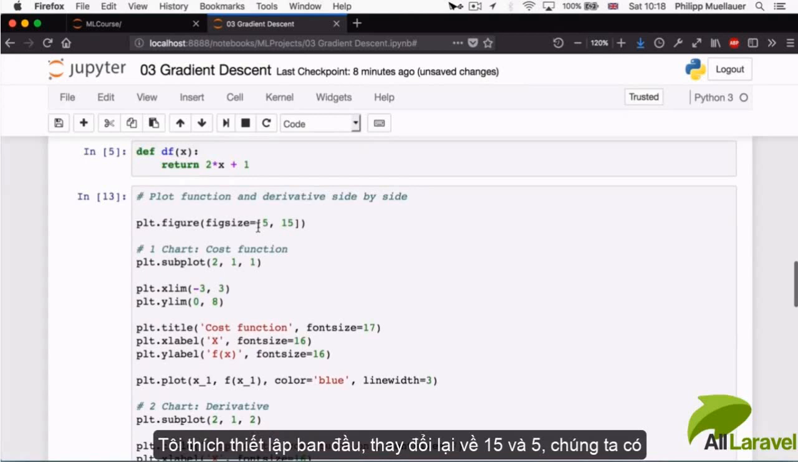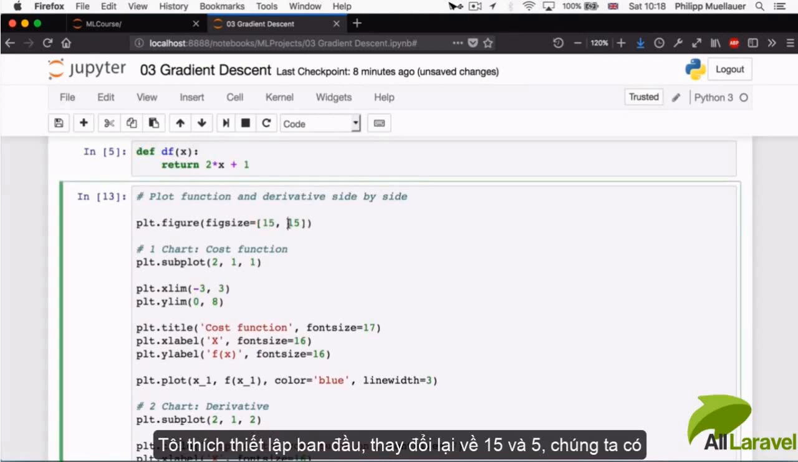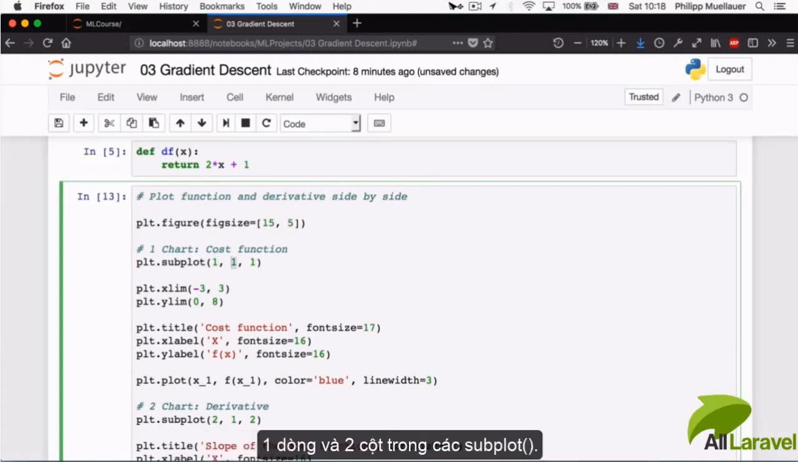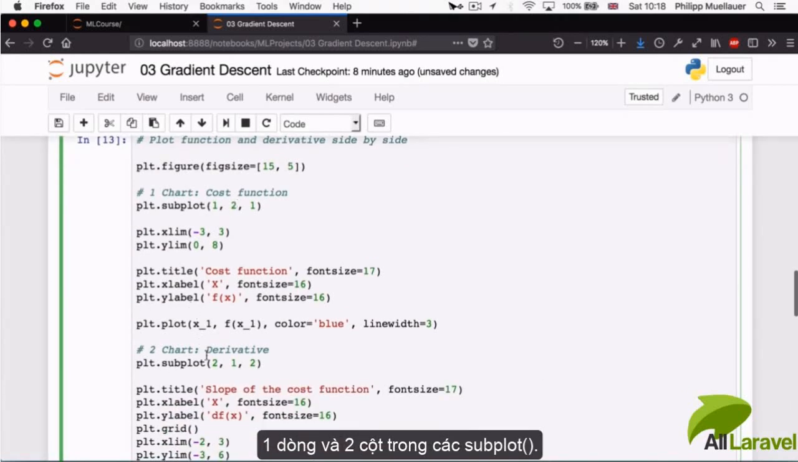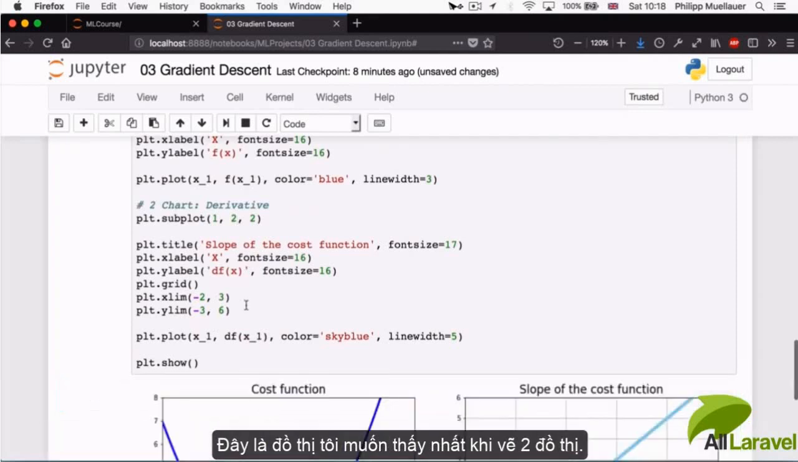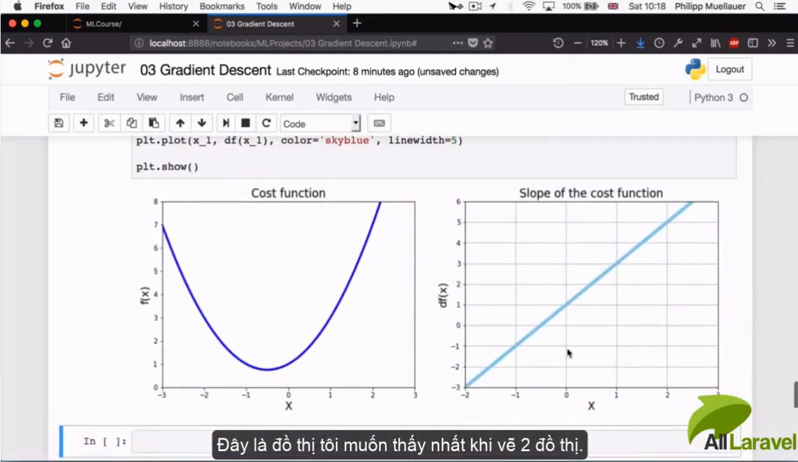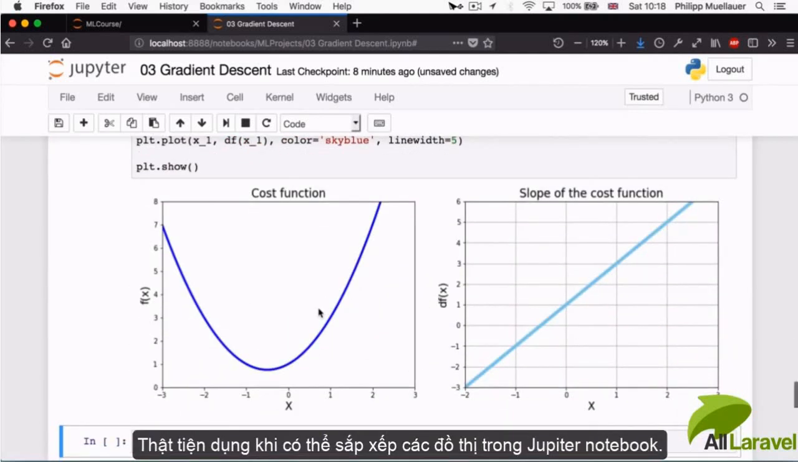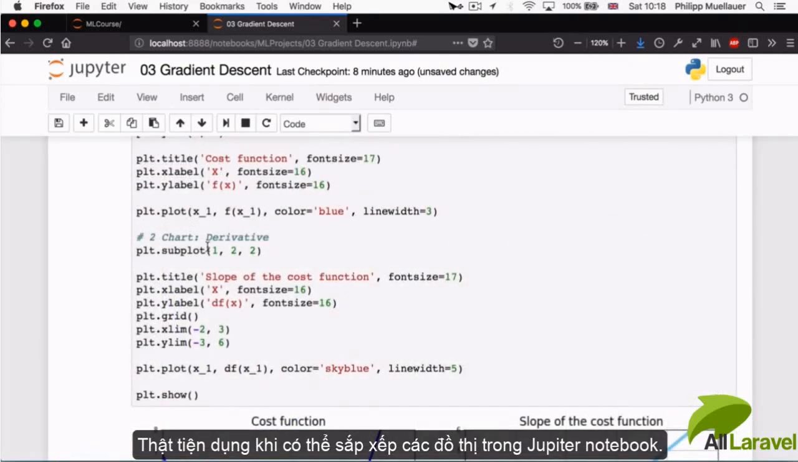So in this case, they're more tall than wide. Now, I quite like the original setup, so I'm going to change this back to 15 and 5, and I'm going to go with 1 row, 2 columns for my subplots, 1 row and 2 columns for both of them. So this is how I would prefer to look at these 2 charts. But yeah, if you figure this out, it's super handy for being able to arrange the charts in your Jupyter notebook.